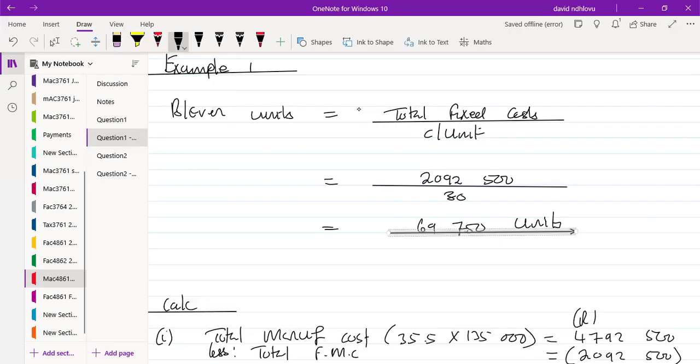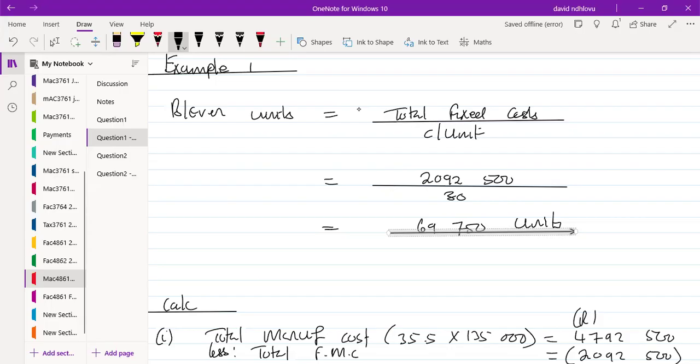It doesn't mean that the entity will produce 69,750 units. It's just a measure that will help them decide on a productive number of units to produce. You don't want to produce anything below 69,750, you make a loss. You don't want to produce very close to 69,750, the profit will be small. You need to produce more than the 69,750 to make more profits.